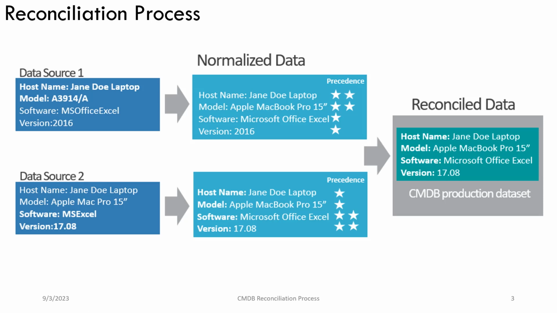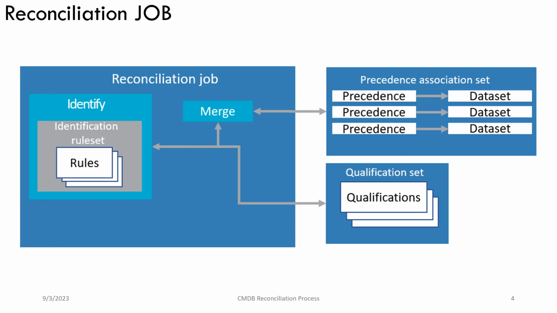Now moving on to the next part, you can see this is overall a reconciliation job. It will do the identification of the data. Initially the data will be placed in source data sets and staging data sets. Then there will be identification rules, or a rule set which will have a number of rules to identify the data. Once this is done, the data is moved on to the production data set.